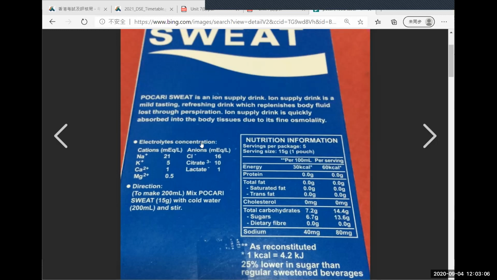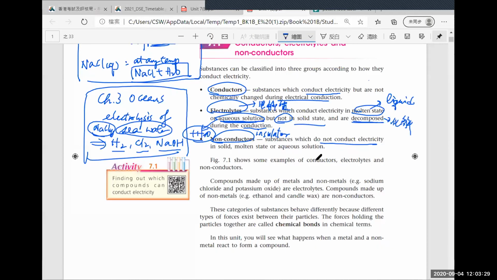Okay, so this is what you know about Pocari. It's an electrolyte. So what will happen if I put electricity to it? Okay, it can conduct electricity, but also it will decompose. Okay, you get my point? It will decompose. Decompose to what? It is another question that you will know in electrolysis. Any questions so far? Difficult?